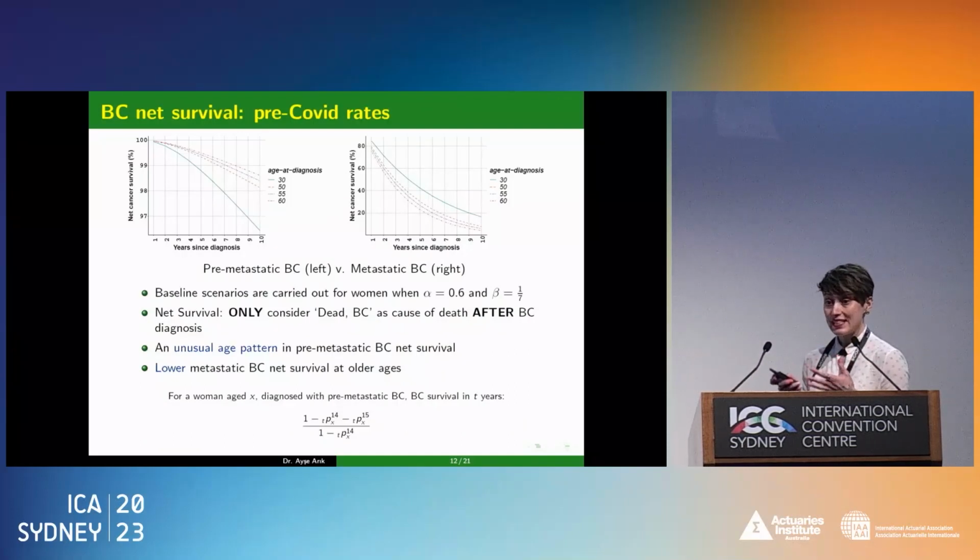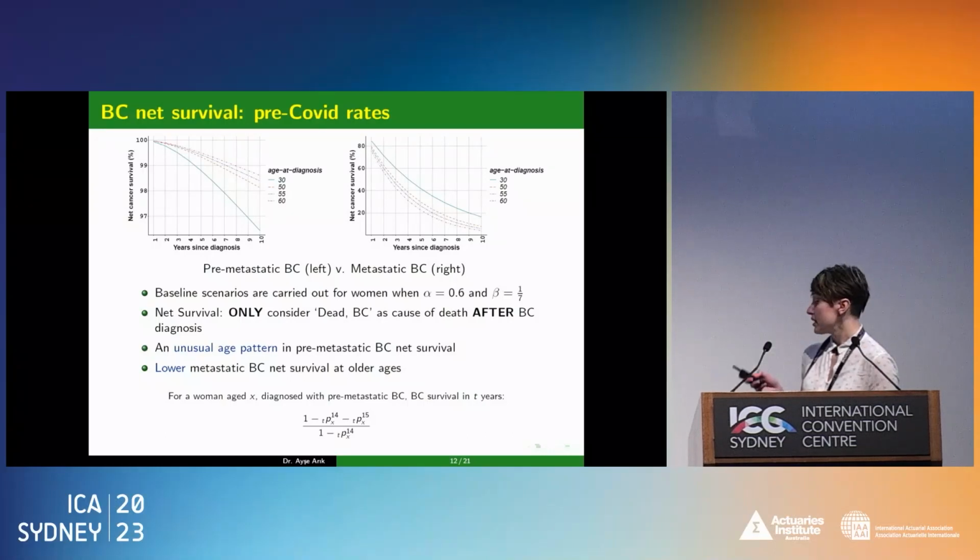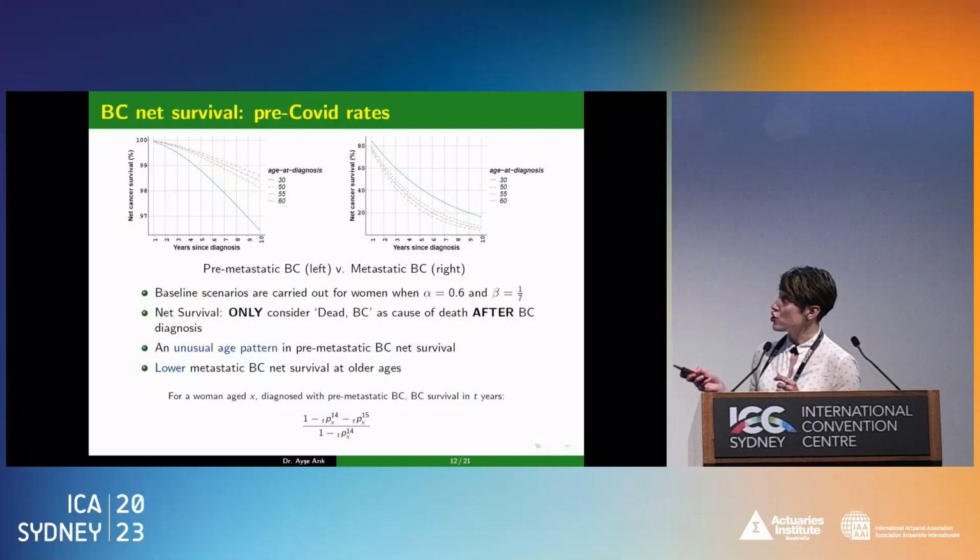To validate, to understand if our model is working, we quantified net breast cancer survival following the definition of the Office for National Statistics, because there is more than one definition. Here we are looking at breast cancer survival from pre-metastatic breast cancer on the left and metastatic breast cancer on the right over 10 years. This shows a high survival from pre-metastatic breast cancer at different age groups, changing between 30 to 60, and significantly lower breast cancer survival from metastatic breast cancer. However, the rates are decreasing over time.